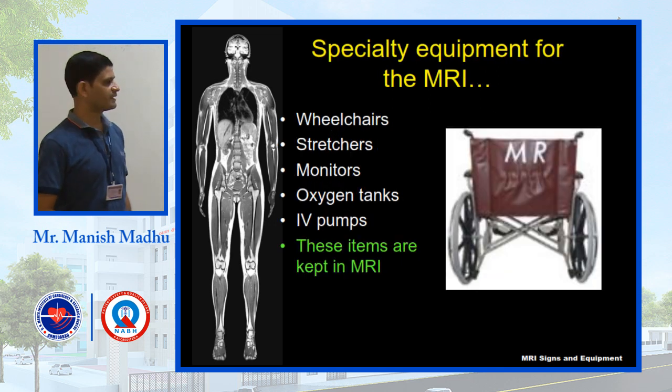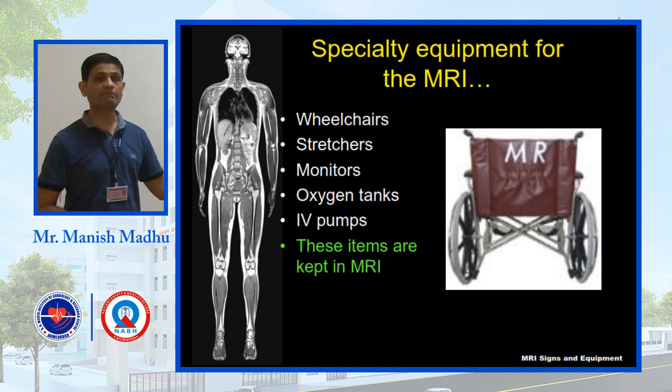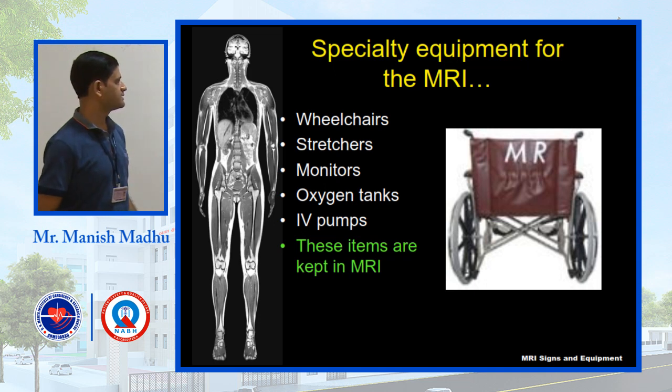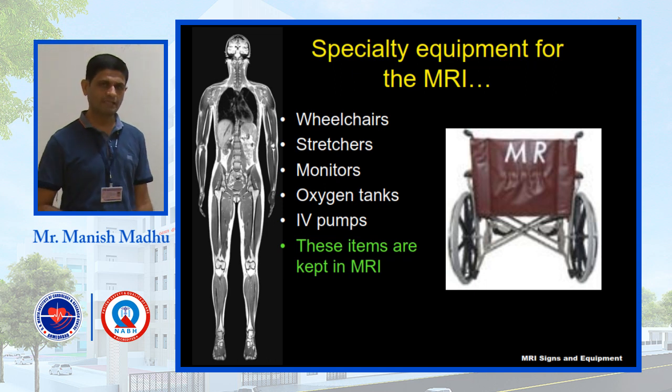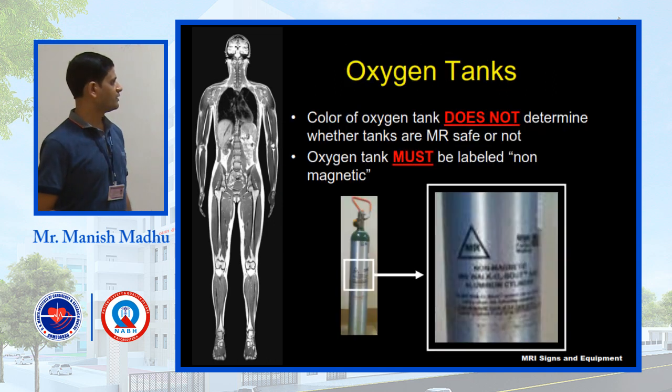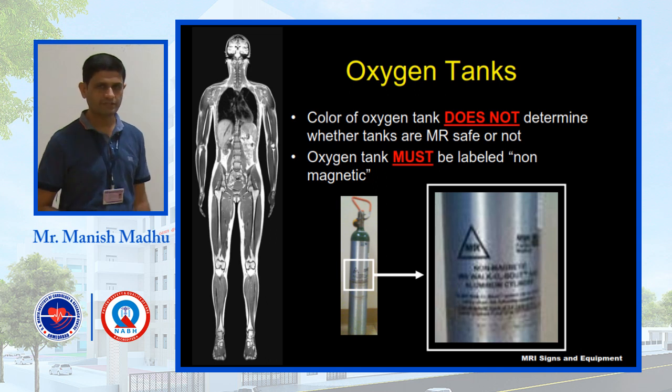Special equipment for the MRI. Here we are showing a chair which is MR compatible. So only MR compatible equipment should be allowed in the MRI, with the permission of the MRI technologist. Wheelchairs, stretchers, monitors, oxygen tanks, IV pumps: these items are kept in MRI. Oxygen tanks: the color of an oxygen tank does not determine whether it is MRI safe or not. The oxygen tank must be labeled non-magnetic.